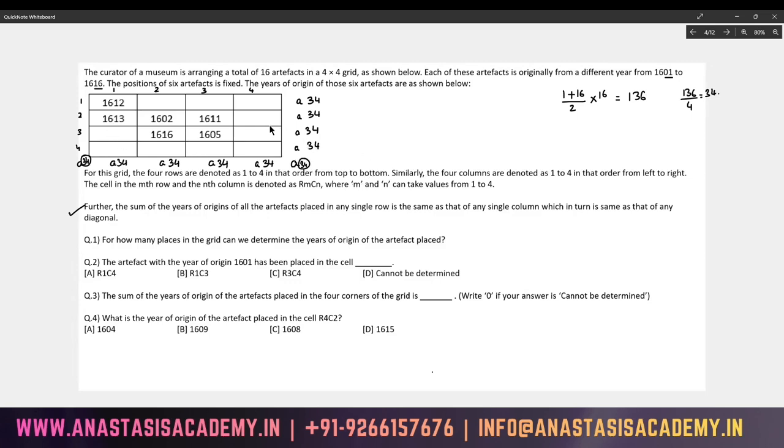And now, because I know the sum of each row, each column, each diagonal has to be 34, I can fill up certain more cells. Look at the second row. I have 13 plus 2, 15. 15 plus 11, 26. 26 plus 8. So the number here will be 1608. Similarly, this diagonal, 1612. 12 plus 2 is 14. 14 plus 5 is 19. So I need 1615 here. This is also uniquely identified.